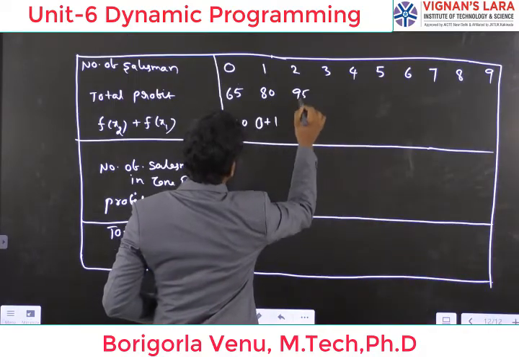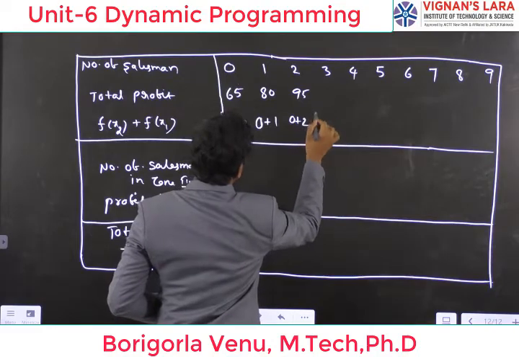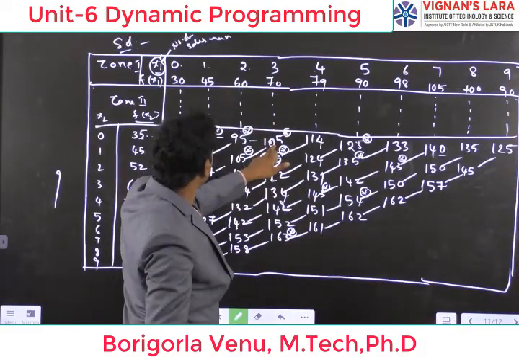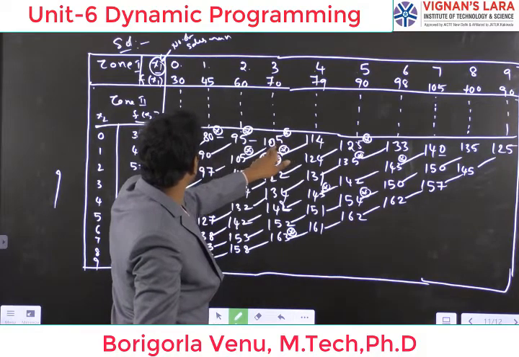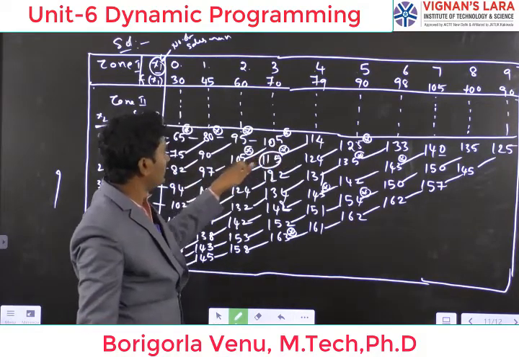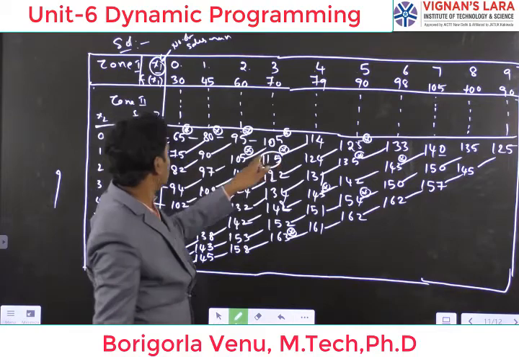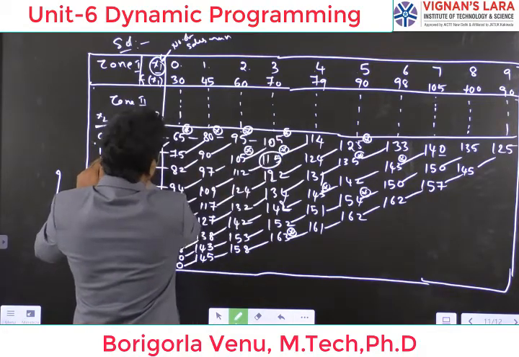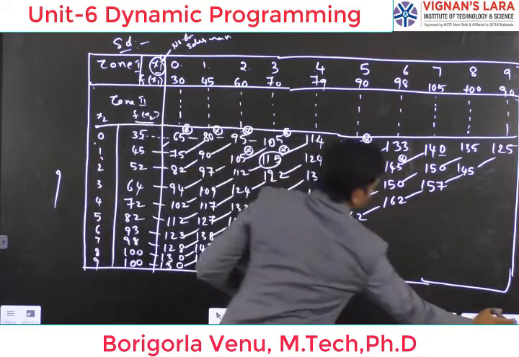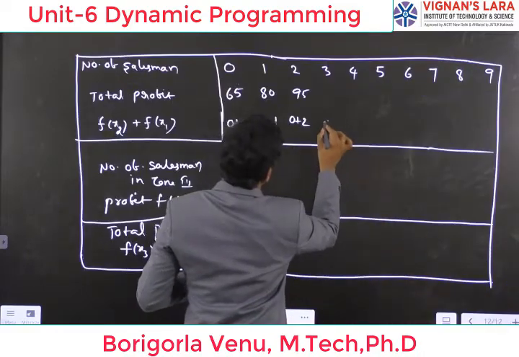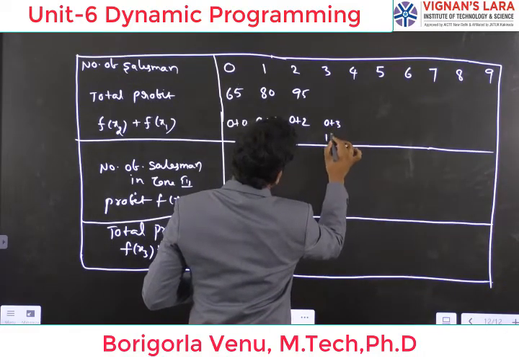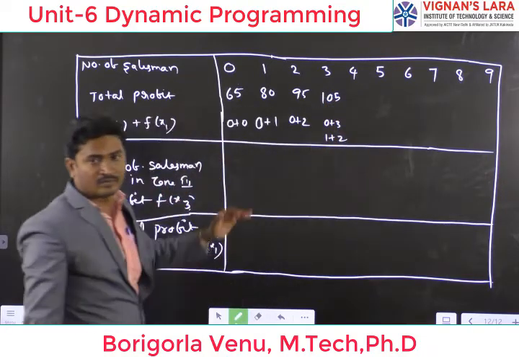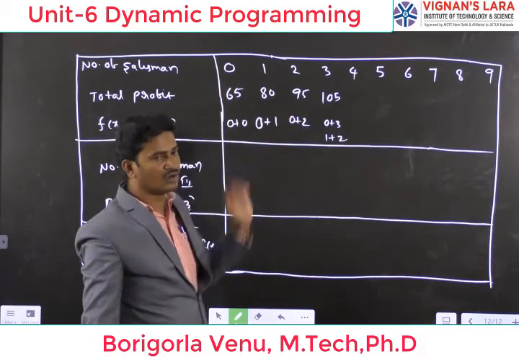95, 0 plus 2. Next, coming to the third salesman, here we have 105. Two 105s are there, so we have to take these two routes: one route is 0 plus 3 and another route is 1 plus 2. So the profit is 105 from these two routes.